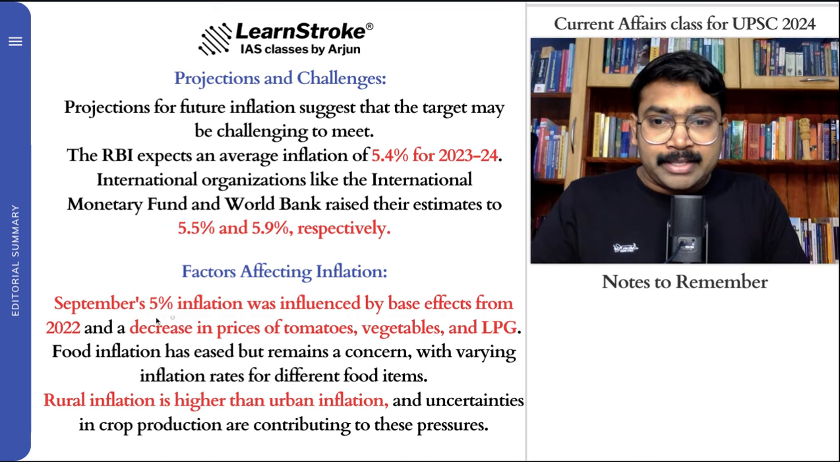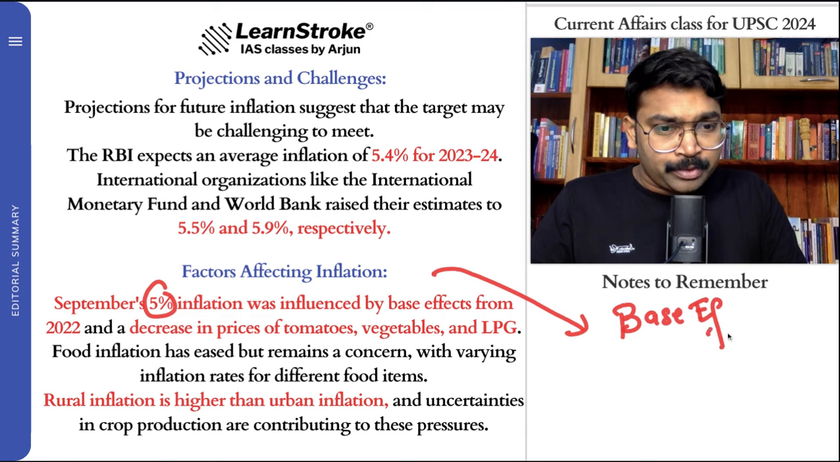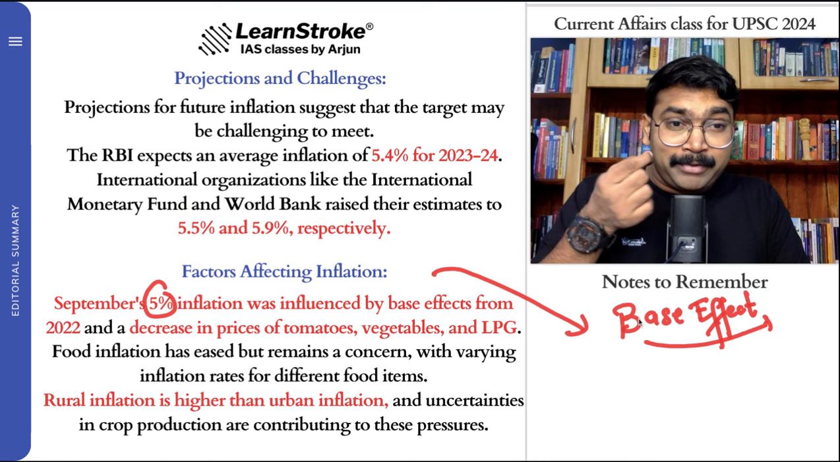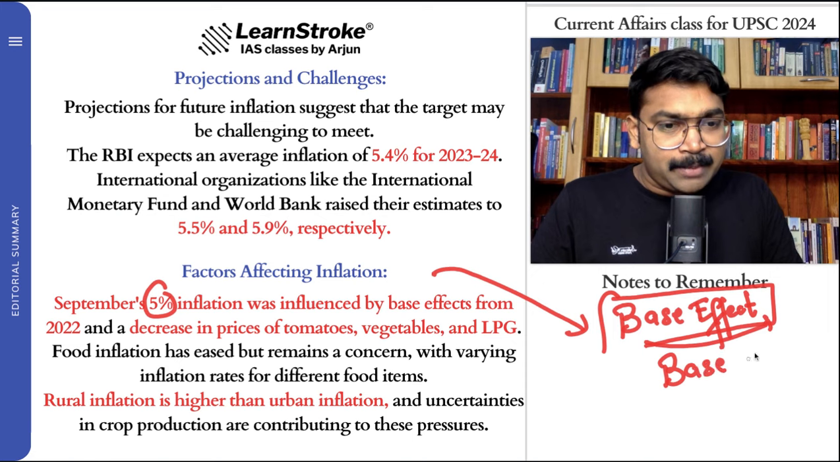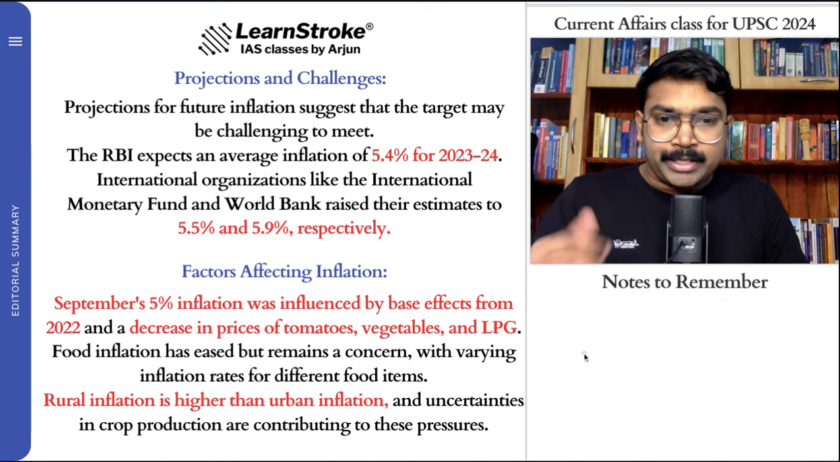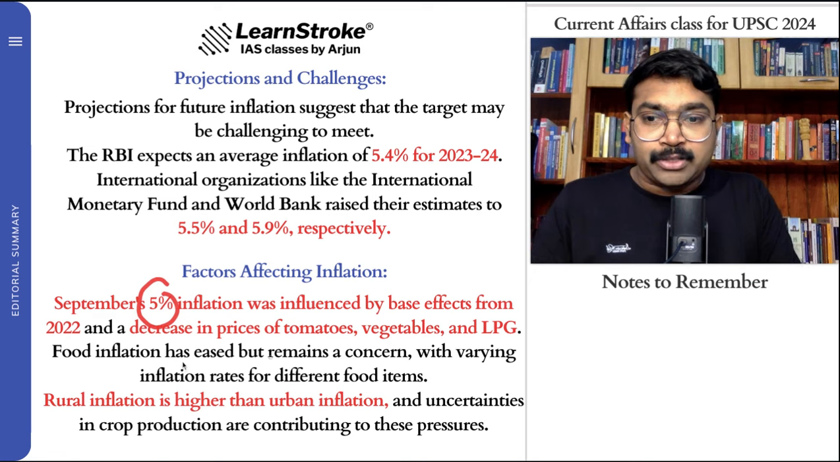So September's 5% inflation was influenced by the base effect. So these are all the important concepts that we need to understand in economics. In this editorial, I have a time constraint, so explaining each and every concept of economy may be difficult, but I hope you know what the base effect is, or what the base price is when you calculate CPI and WPI. You must have heard about base pricing. So what is that? The 5% inflation now is actually influenced by the base effects of 2022.